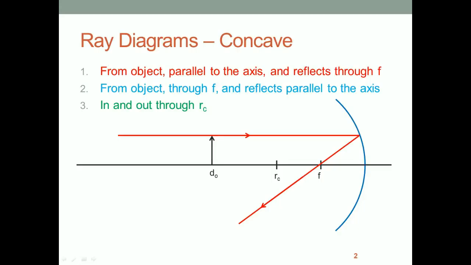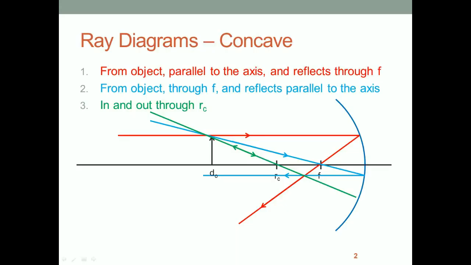The second ray goes in, it hits the top of the object and the focal point, and then once it hits the mirror, it turns and reflects out parallel. And the third ray goes across the top of the object, through the center of curvature, hits the mirror and reflects out back upon itself.